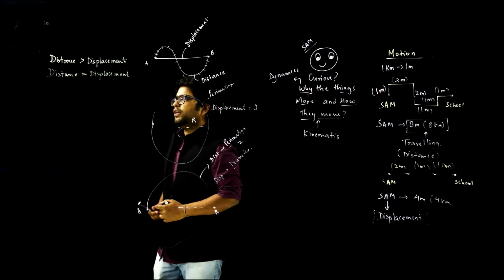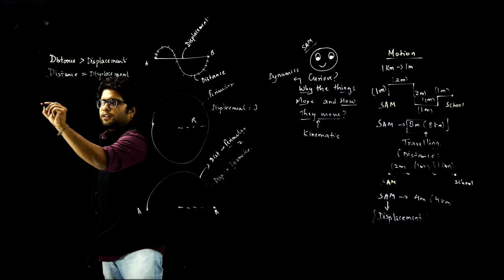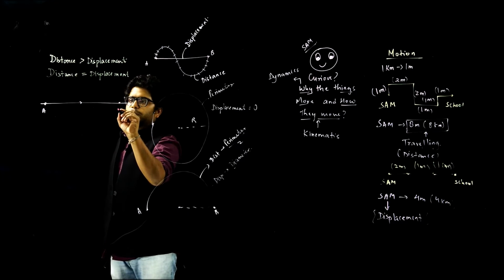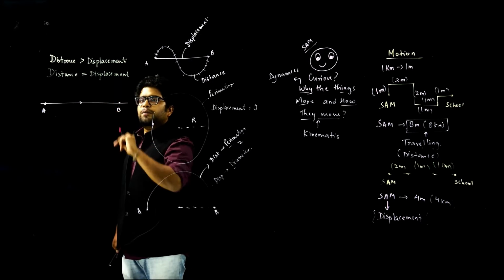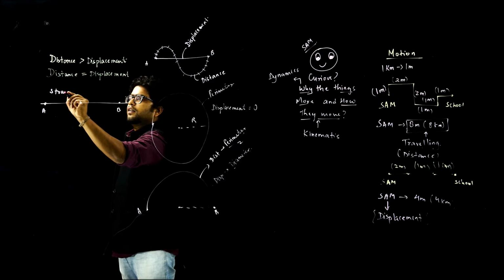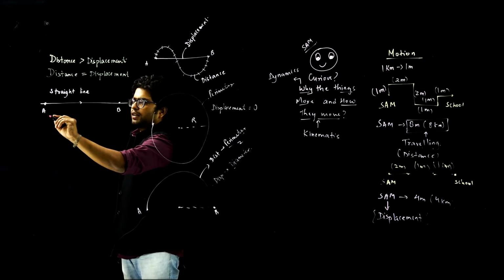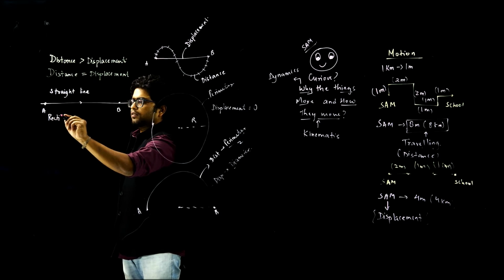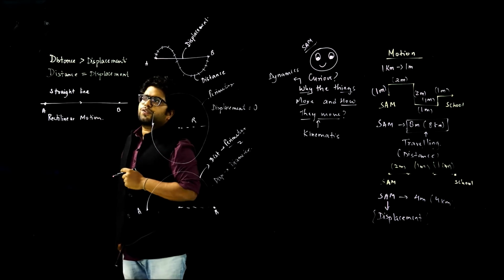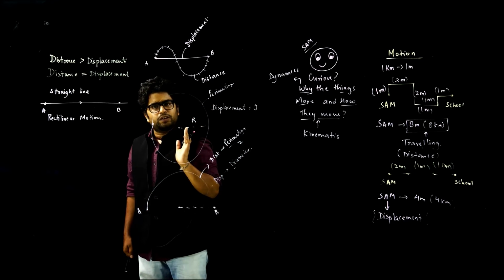Now, when will distance be equal to displacement? When the particle or the person is moving in a straight line path. So if, let's say, there is a particle A here, it moves in a straight line and reaches point B. In this case distance will be equal to displacement. In which case is this possible? When the motion is straight line motion, or another name for this is rectilinear motion. So when the particle is moving in a straight line or following a rectilinear path, then distance will be equal to displacement.